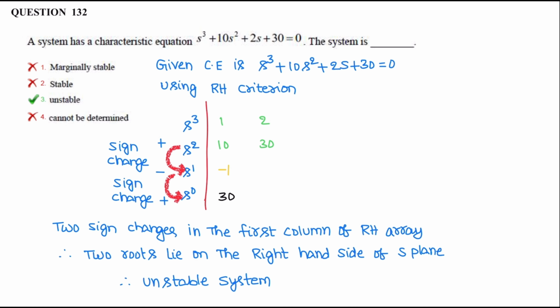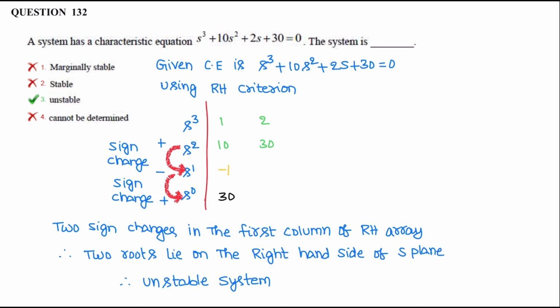Question number 132. A system has a characteristic equation of s cube plus 10s square plus 2s plus 30 is equal to 0. Then the system is. So the characteristic equation is given, and we need to calculate the nature of the system. By using the RH criterion, Routh-Hurwitz criterion, we need to calculate the number of sign changes. Here the s cube coefficients are 1 and 2, the s square coefficients are 10 and 30, the coefficient of s power 1 is minus 1, and for s power 0 it is 30.